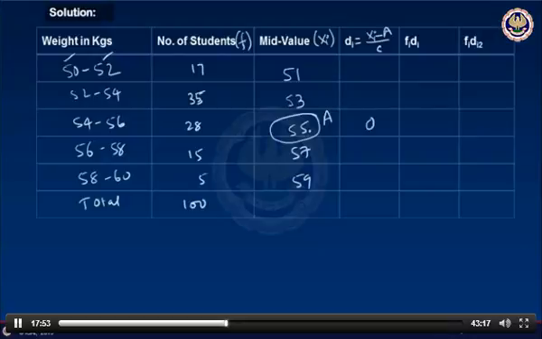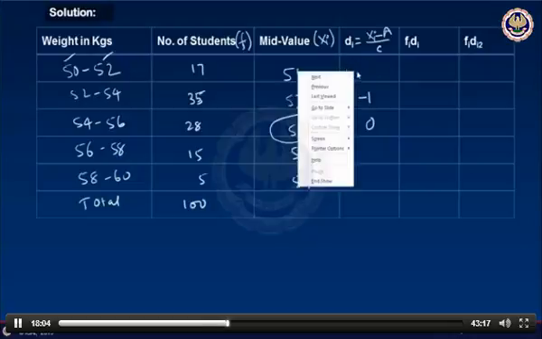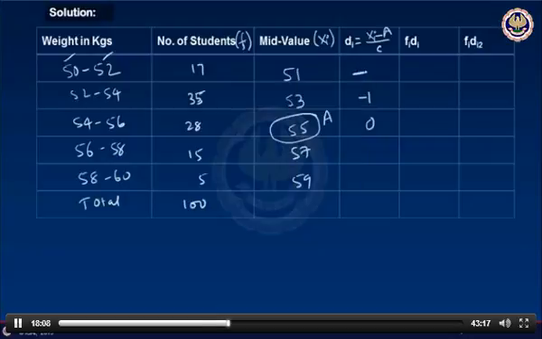53 minus 55 is minus 2, minus 2 by 2 is minus 1, and 51 minus 55 is minus 4, minus 4 by 2 is minus 2. Now for the upper values, these values going down are negative, and going up these values are positive. Now this is plus 1, this is plus 2.